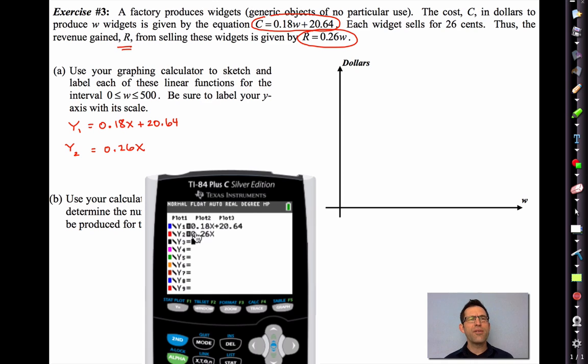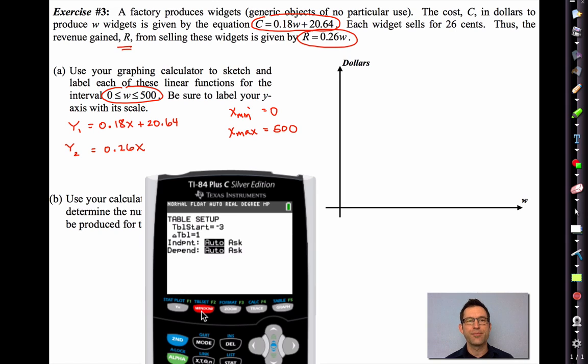Now, I have a good sense for what my x window is. In fact, I don't just have a good sense for it, I know exactly what it is. So my x min has got to be 0, and my x max has got to be 500. But my y's I'm not sure about. So what we're going to do is use a table, not in order to plot points, but just to try to help us set our y window. So let's go into our table setup. Let's go into second table and take a look.